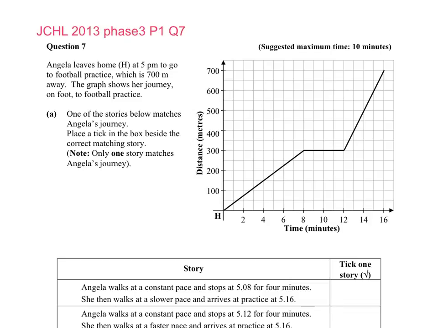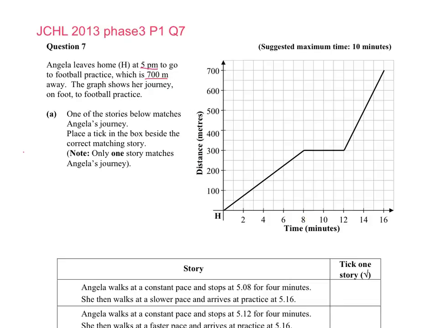So, just reading through this, she leaves home at 5 o'clock. That's quite an important piece of information. And goes somewhere that is 700 metres away. She goes by foot. Now, one of the stories below is represented by this graph. So it's a case of looking at the graph primarily and just thinking about the key points about the graph. So, this is first of all a distance time graph.